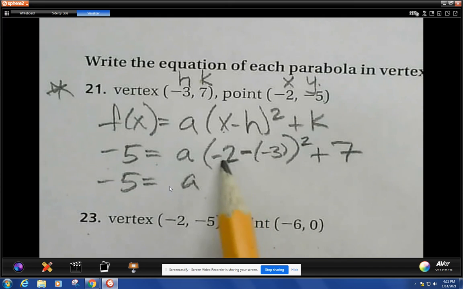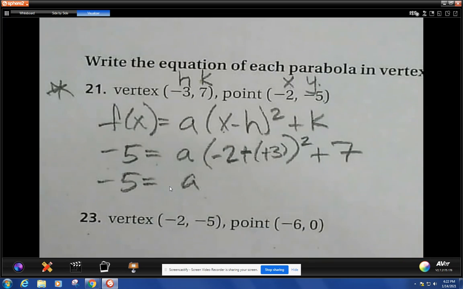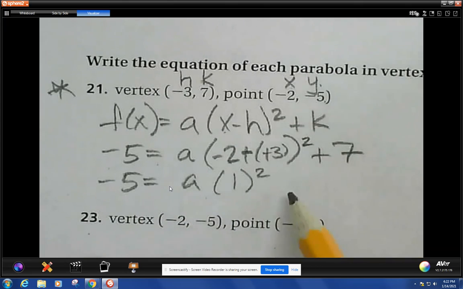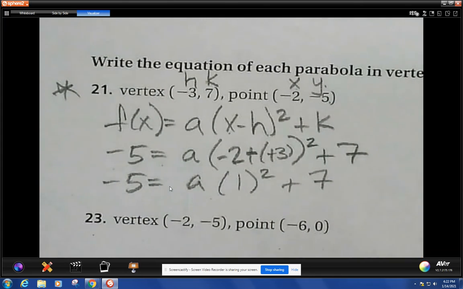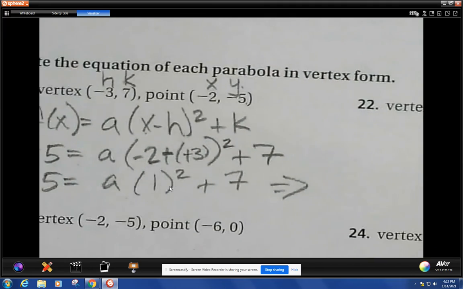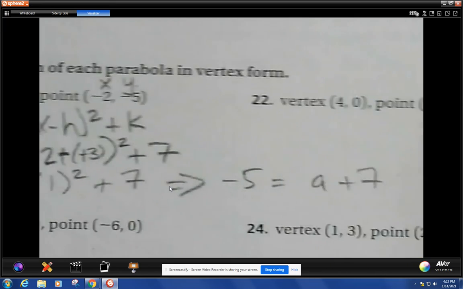And let's go ahead and clean this up. -2 minus a -3. We would keep change. So -2 plus, so that is going to become -2 plus 3, which is actually 1. So 1 squared plus 7. Okay. So let's think about what we have. We've got 1 squared, which is just 1, times a. So 1 times a is really just a. So I'm going to move my work right over here. So I have -5 equals a plus 7.